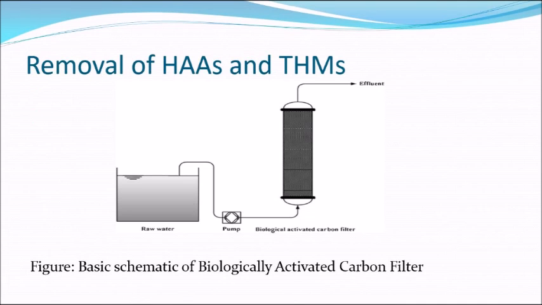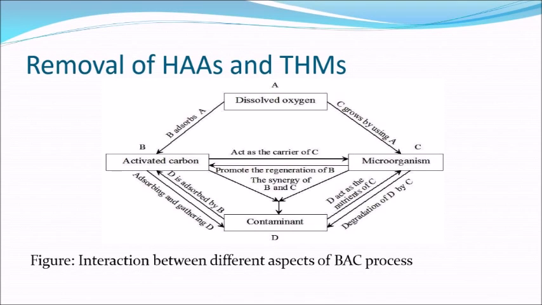The combination of the use of activated carbon and biodegradation as a water treatment process is known as biologically activated carbon filtration. This filtration process works by 2 distinct mechanisms which synergize together to remove DBPs. The interaction between different aspects of this process is represented by the diagram presented.